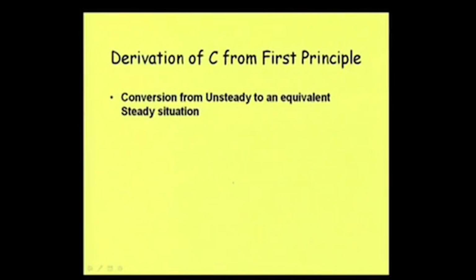And to have an expression for the celerity, when we try to analyze it as unsteady flow, we face some complexities. Therefore we try to convert this unsteady flow to an equivalent steady flow, so that it becomes convenient for our analysis. In the last class we saw how we can convert this to an equivalent steady flow, and we are starting from that in this class.